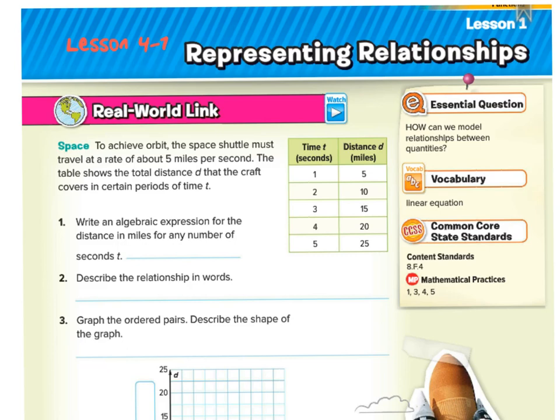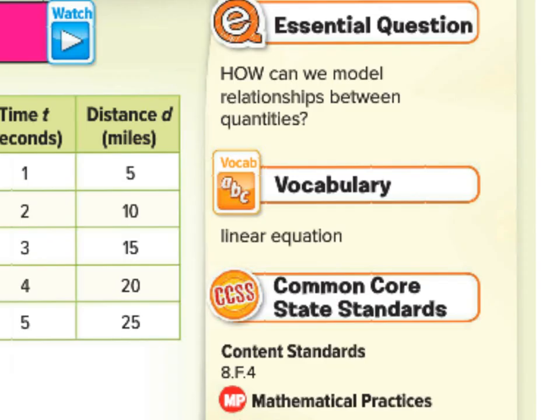We are finally on chapter 4, representing relationships. We're going to address the question, how can we model relationships between quantities? And we'll use words such as linear equation.